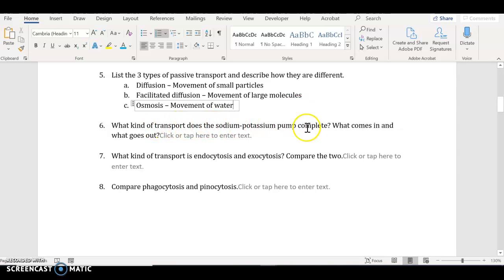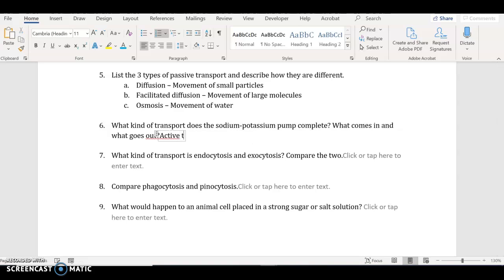What kind of transport does the sodium-potassium pump complete? Well, all pumps need energy, so this is active transport. And what comes in and what comes out? So sodium, which is going to be Na, goes out. You want to get rid of the salt. That's part of salt. And potassium, which is a K, weirdly, goes in. You want to keep the potassium. That's like from bananas, good for you, and get rid of the sodium when you're talking about the sodium-potassium pump.